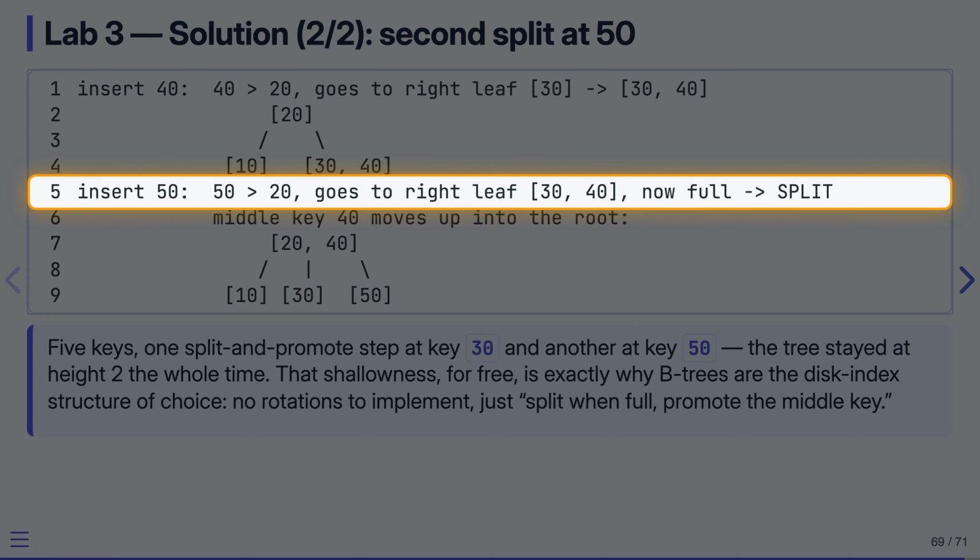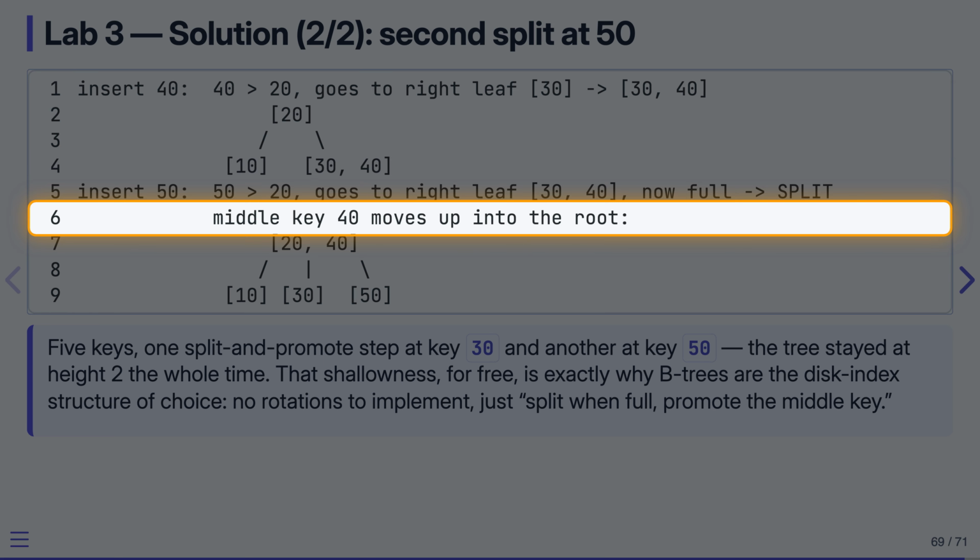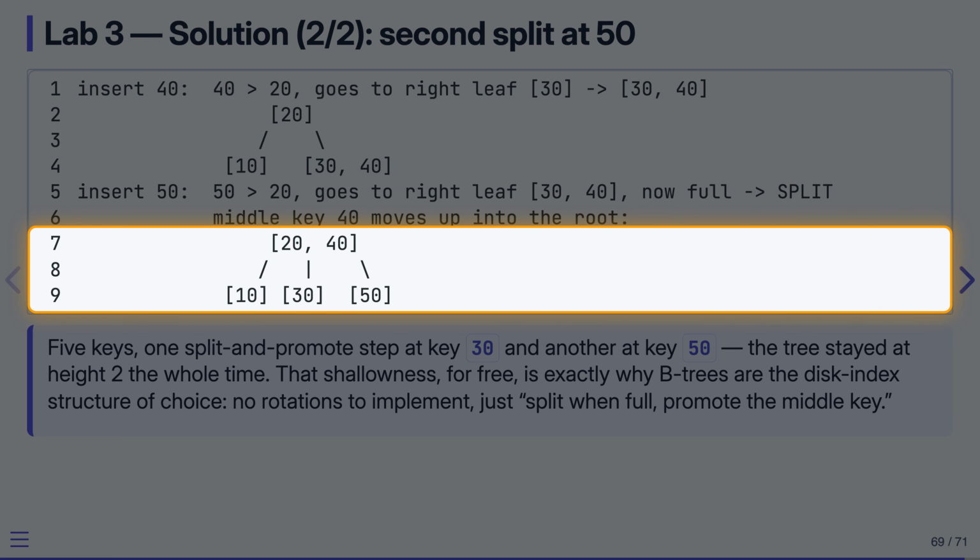Insert 50. 50 is greater than 20, so it goes right into the 30 and 40 leaf, which is already full. That leaf splits. The middle key, 40, moves up into the root. And now the root holds 20 and 40 with 3 children, 10, 30, and 50.